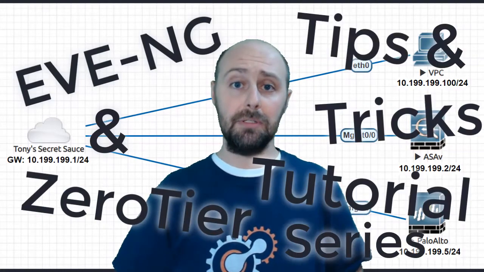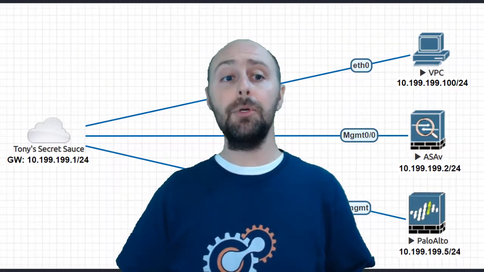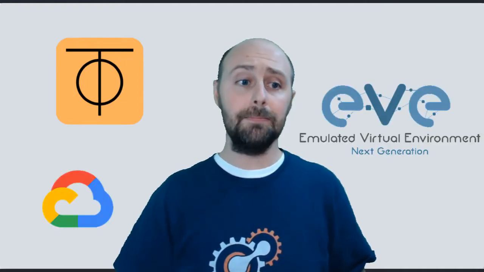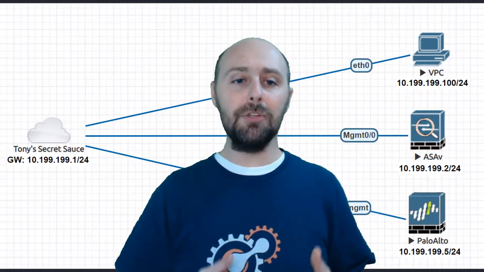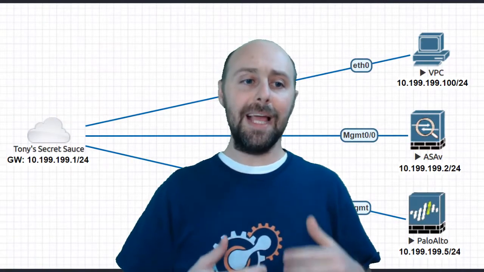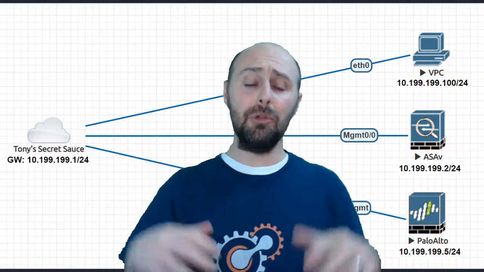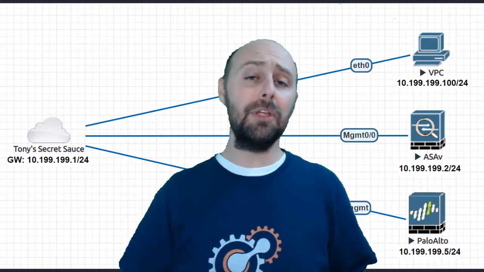In this video, I'm going to show you how leveraging ZeroTier, a layer 2 mesh VPN service, will allow you to directly connect to your lab images in EVNG hosted in Google Cloud. This means you'll get to use all of the tools from your local workstation and connect to your images as if they were on your local LAN, and we are going to do all this in under 5 minutes.